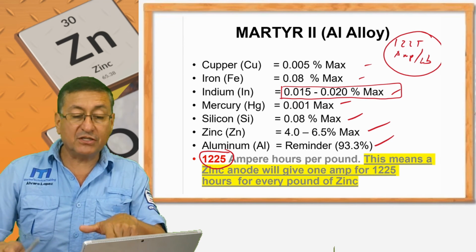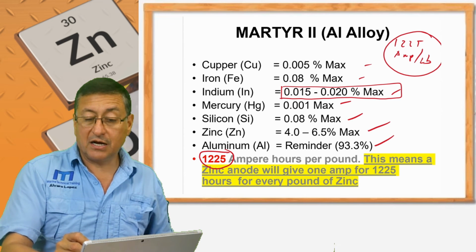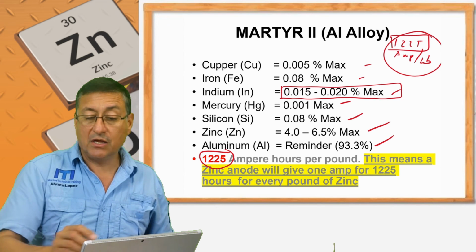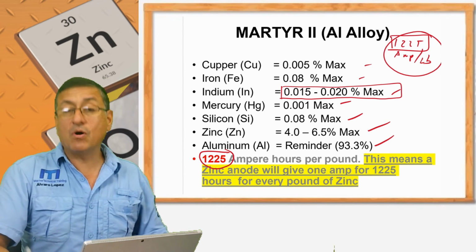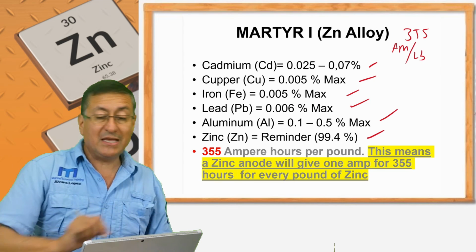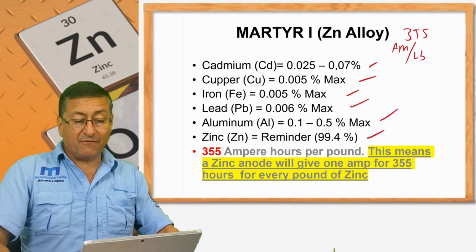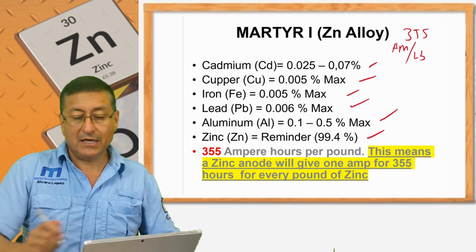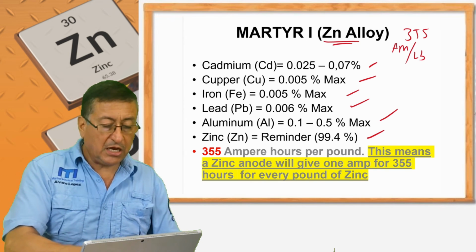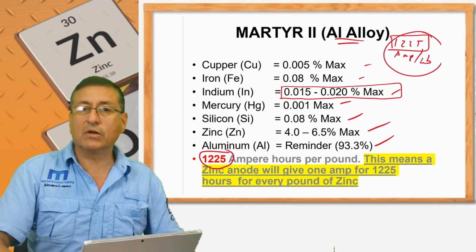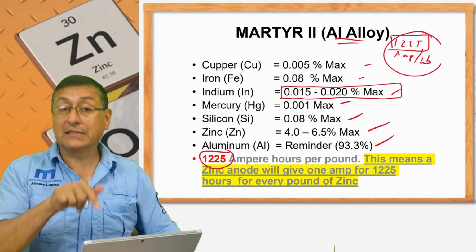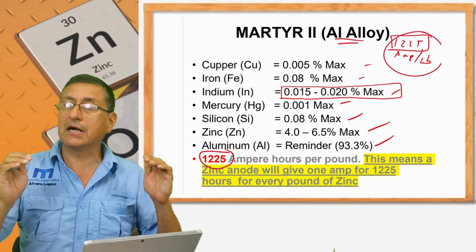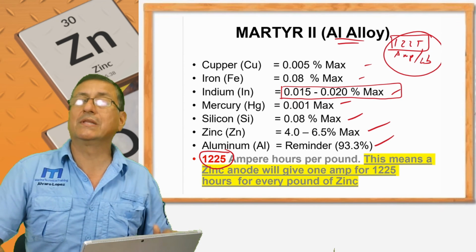With this Martyr 2 aluminum alloy, the potential difference is 1225 amps hour per pound. And with this zinc alloy it is 355 amps hour per pound. It's less with the zinc alloy in comparison with this aluminum alloy. For that reason, until this moment, the aluminum alloys are a little better in comparison with the zinc alloys.